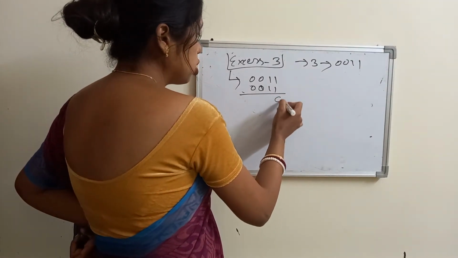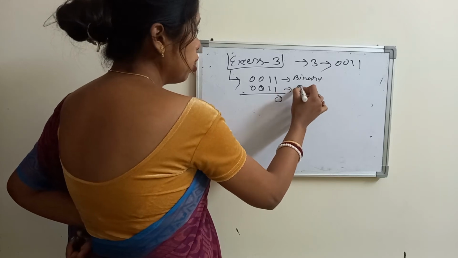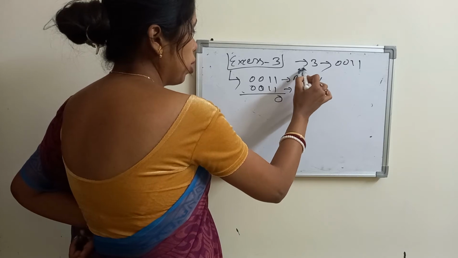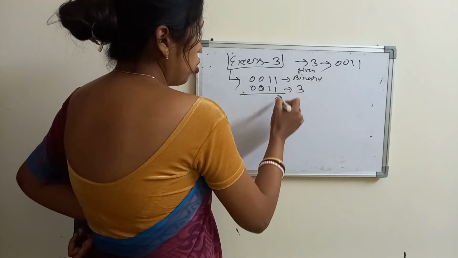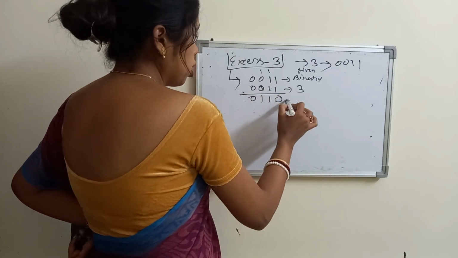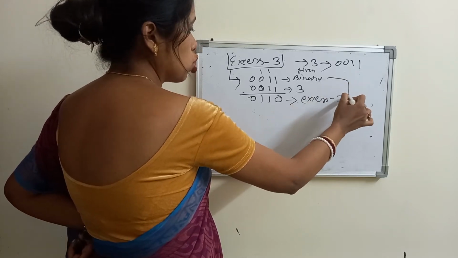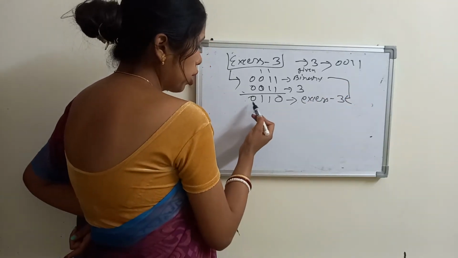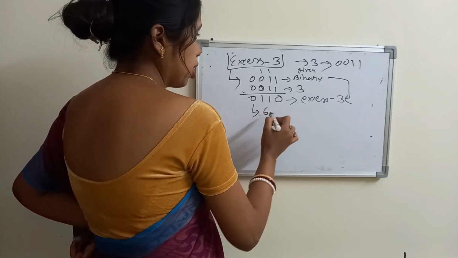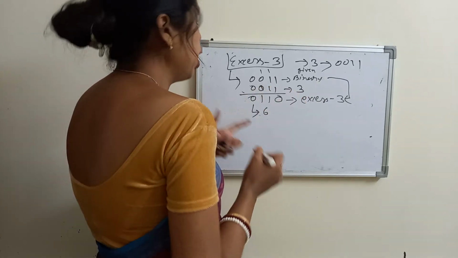So suppose this is the binary number, and you are adding 3 to the given binary number. Add bit by bit with carry. This is your excess-3 code for this corresponding binary number. What you are getting is 6: 3 plus 3 is 6. This is the excess-3 code.